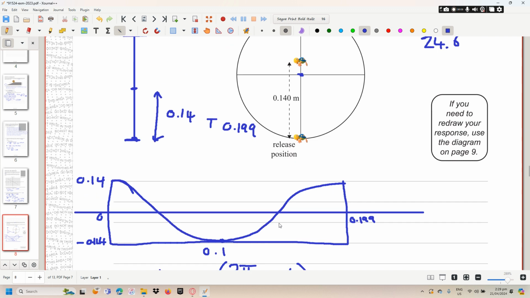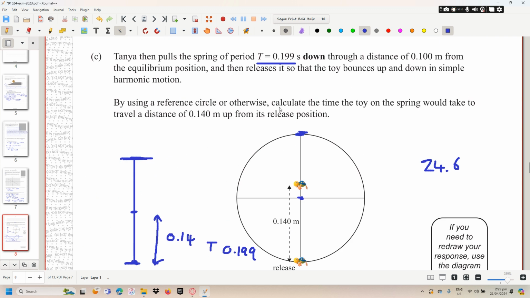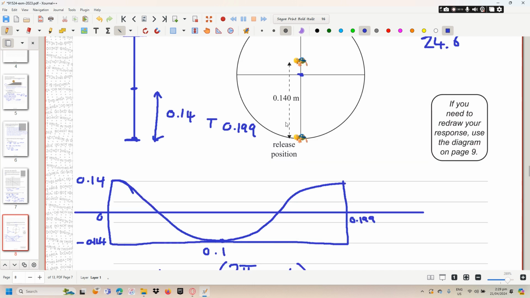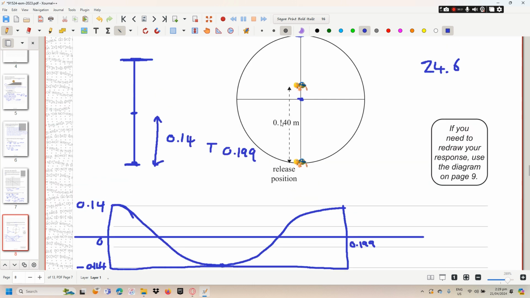But by using this method, what this enables you to do is calculate the time it will take for the toy on the spring to travel a distance of 0.14 meters up from its release position. We want to go 0.14.